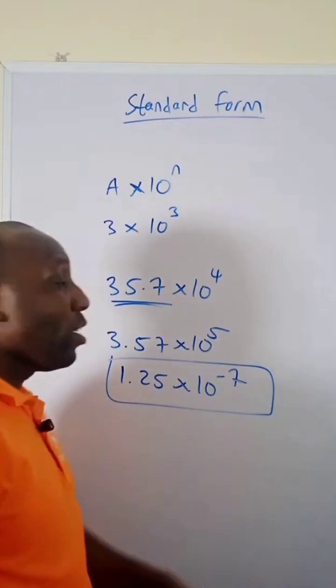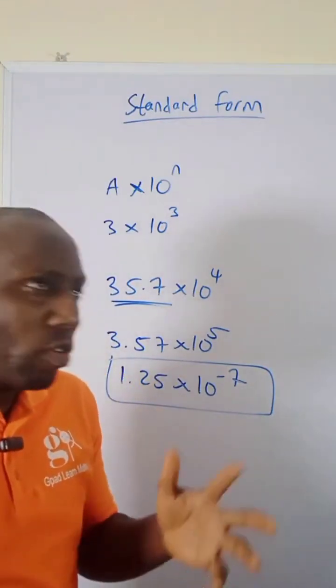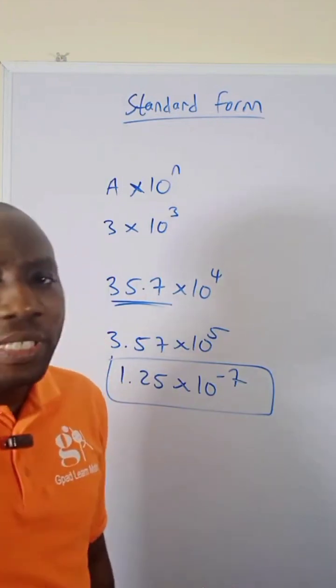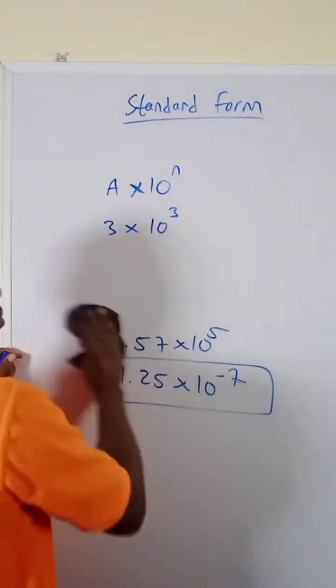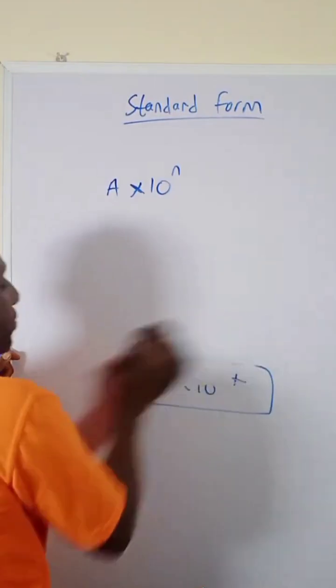Let's just move on. So I already told you how numbers should be written in standard form. Okay, so I think we can look at some examples now.